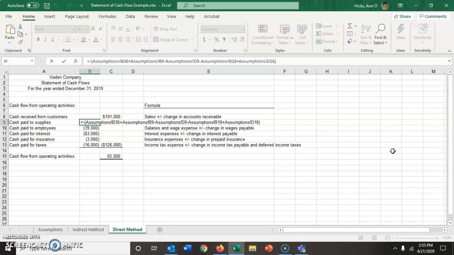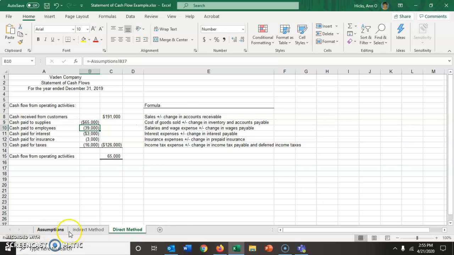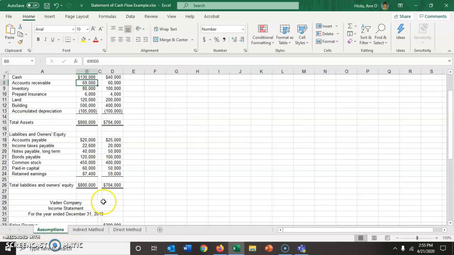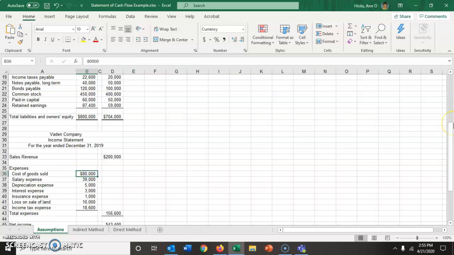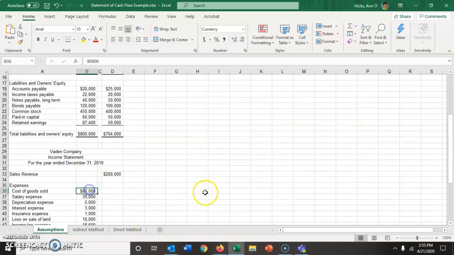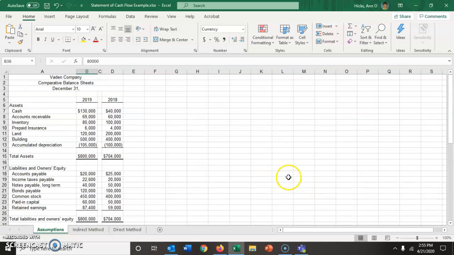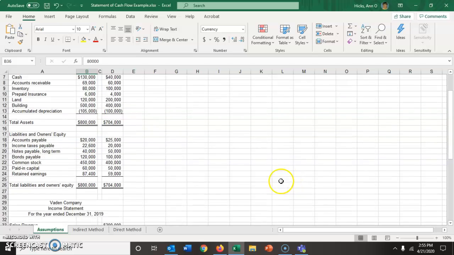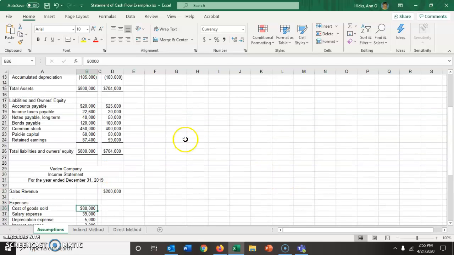So my formula, if you follow the formula through, it is taking cost of goods sold of 80. We look at the change in inventory. Inventory went down, which means part of that $80,000 in cost of goods sold is going to be the $20,000 of inventory we used from previous years. So we will subtract that $20,000. So now we're down to 60.